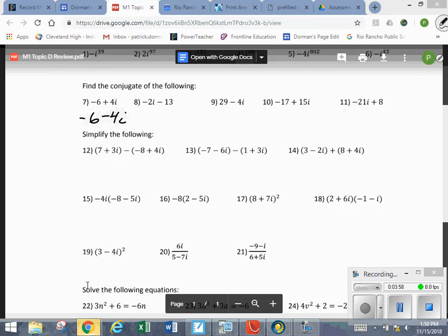What is the conjugate of 8? Negative... -2i plus 13. All right, cool? No problems?